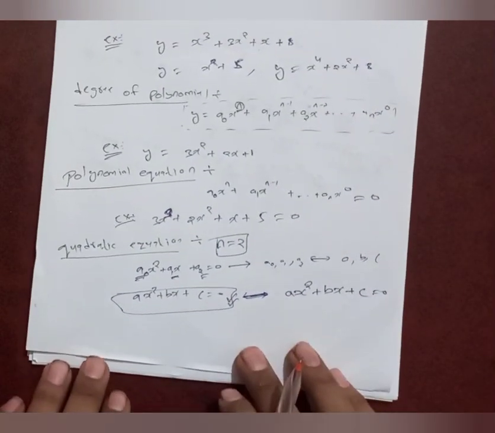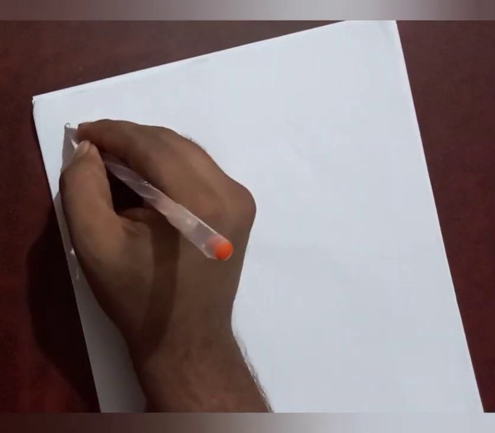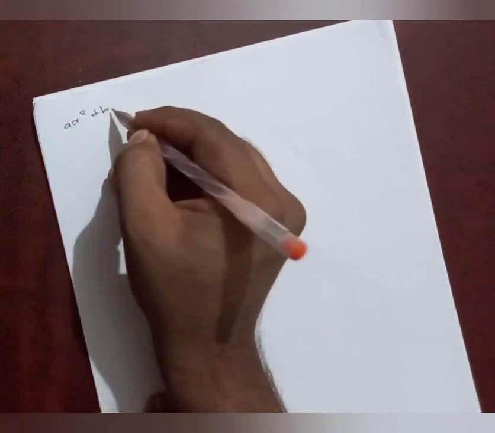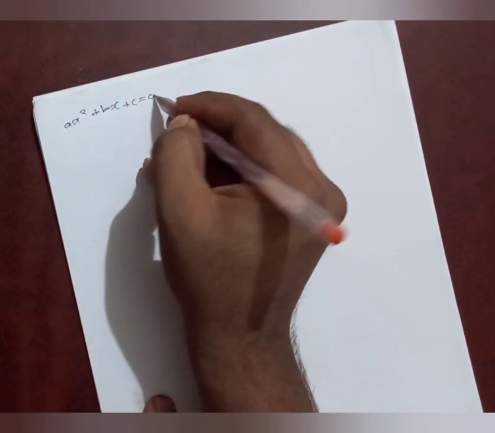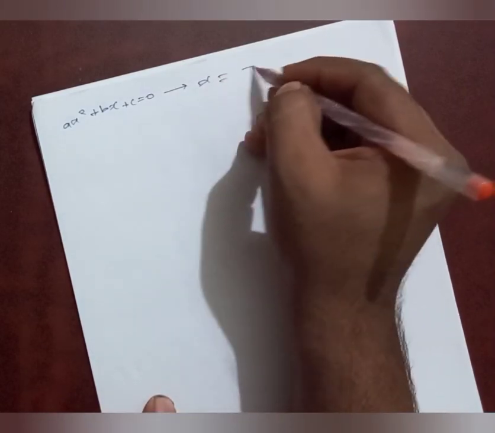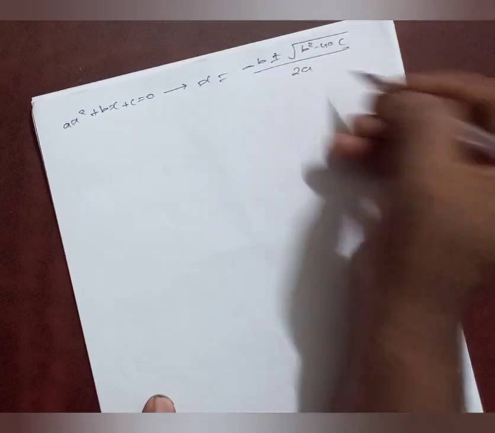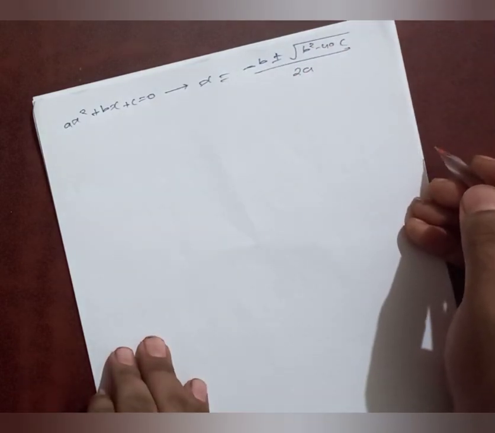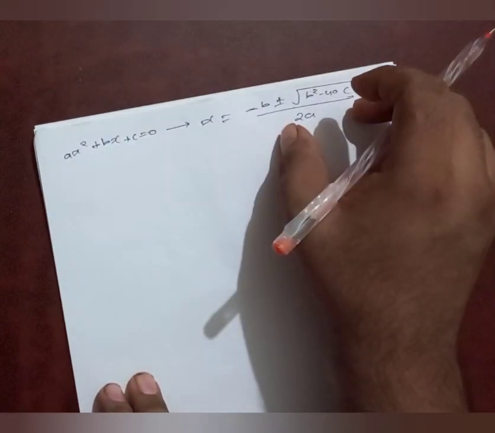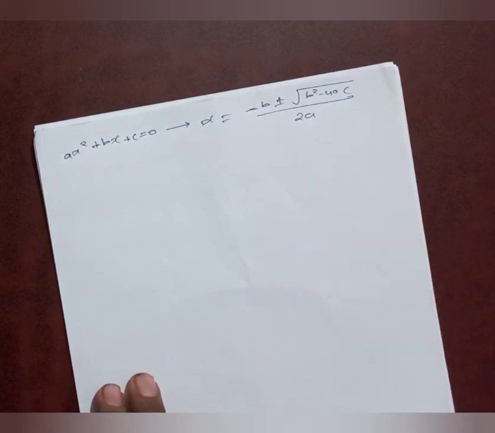Next, friends, you learned in 10th class a formula for the roots of ax square plus bx plus c. Let us revise that first. The roots of ax square plus bx plus c equal to 0 are x equal to minus b plus or minus root of b square minus 4ac, by 2a. Friends, I am confident that most of you who are seeing this video remember this formula from the 10th standard, and it is important.